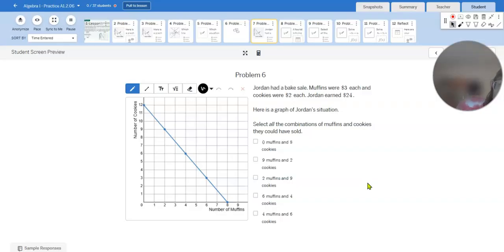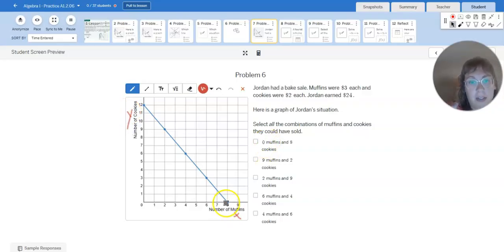Slide 7 says Jordan had a bake sale. Muffins were $3 and cookies were $2, and Jordan earned $24. Here's a graph of Jordan's situation. Select all the combos of muffins and cookies that they could have sold. So muffins is X, cookies is Y.